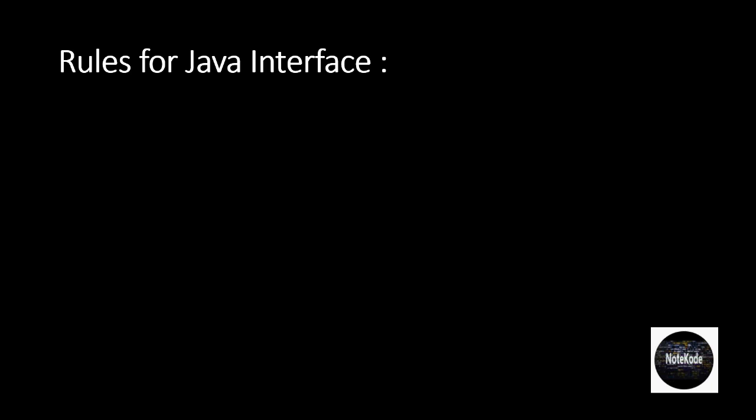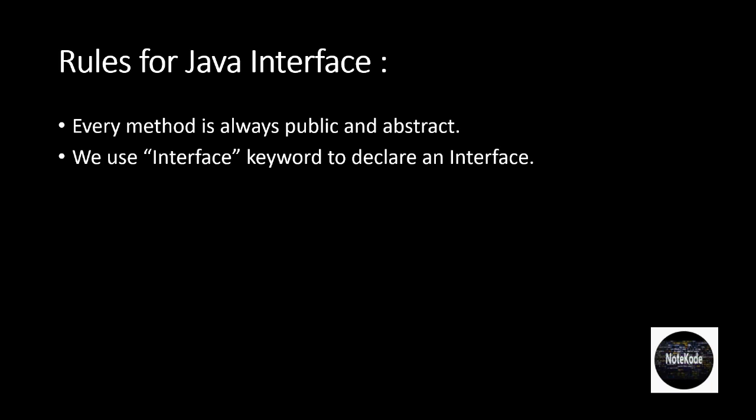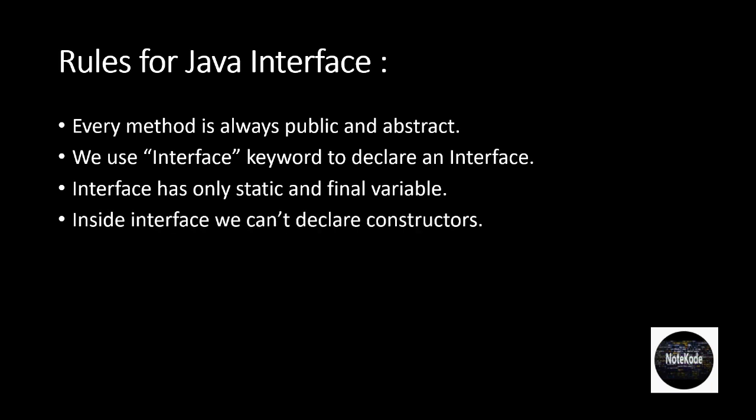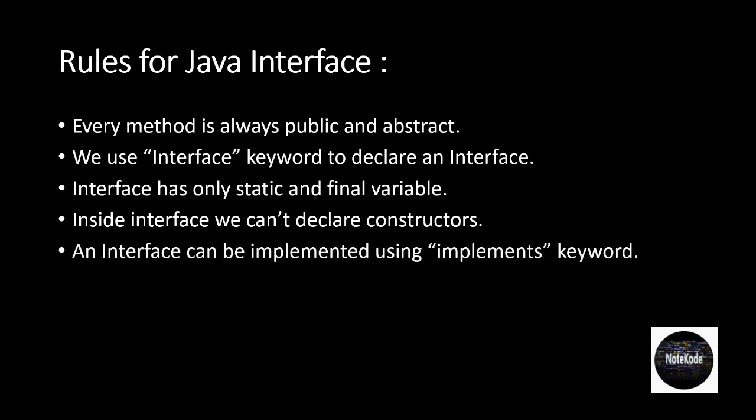Rules for Java interface. Every method is always public and abstract. We use interface keyword to declare an interface. Interface has only static and final variables. Inside interface, we can't declare constructors. An interface can be implemented using implements keyword.